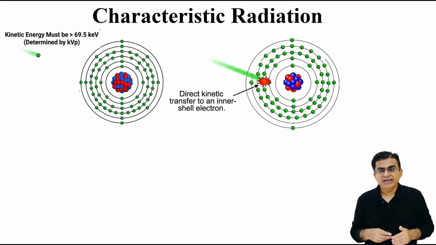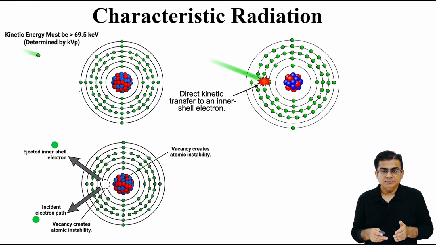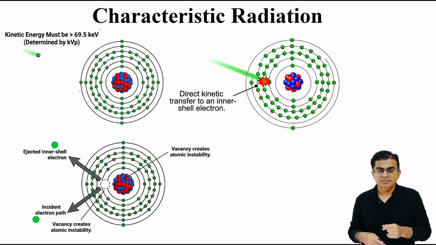Watch very carefully as this powerful electron penetrates the outer shells. It makes a direct kinetic transfer by striking the tightly bound K shell electron head-on. Because the incoming energy is massive, the inner electron is violently ejected from its normal orbit. Notice the empty white circle that is suddenly left behind in the innermost shell.